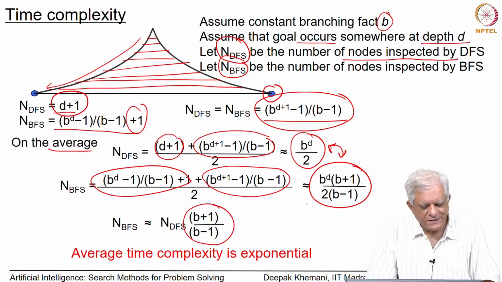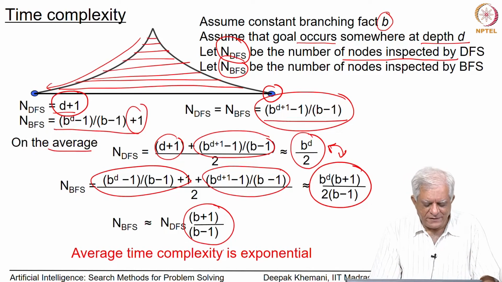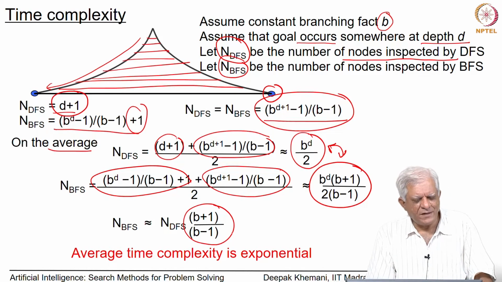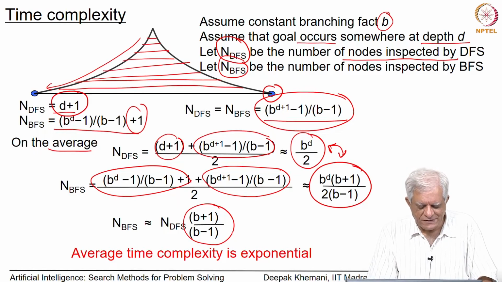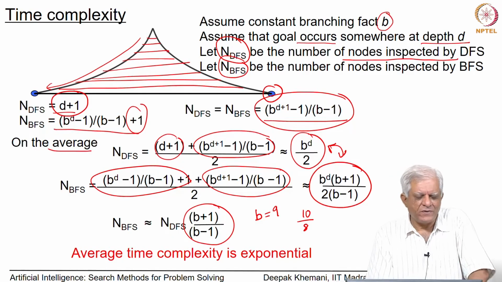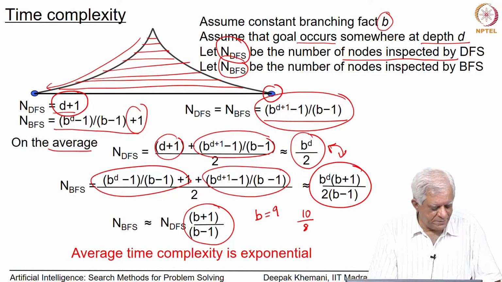There are two observations to be made here: on the average, time complexity is going to be exponential for either of these two algorithms, and the number of nodes inspected by breadth first search is only slightly more on the average than the number inspected by depth first search, just b plus 1 divided by b minus 1. So, for example, if b were 9, then it would be 10 divided by 8 essentially, which is about 25% more nodes that breadth first search has seen. And if the branching factor is larger, this fraction will become closer to 1 essentially.